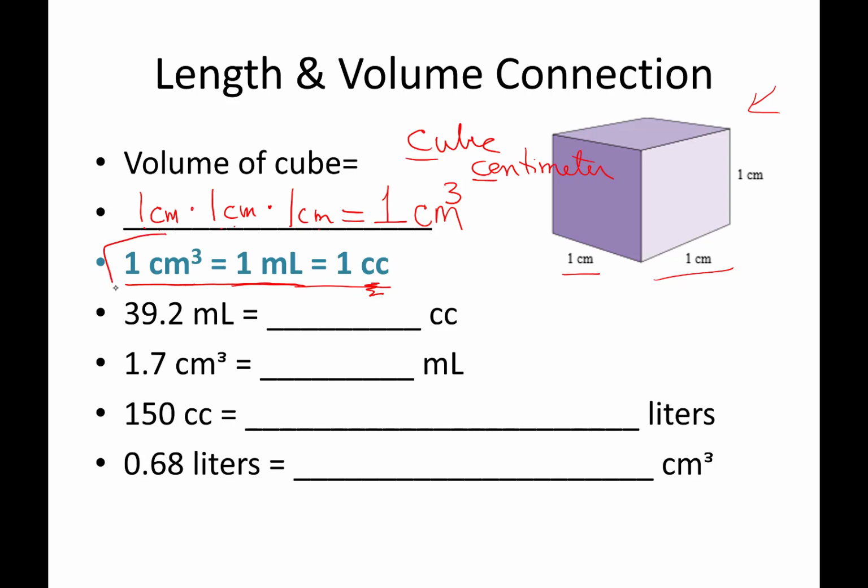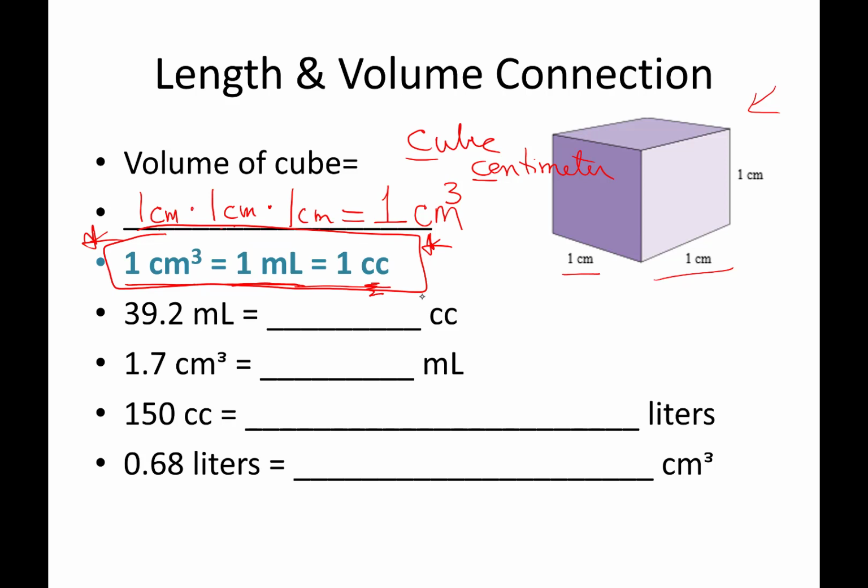I want you to put a box around this. I want you to put a star by this. This is one of those really important pieces of information. These are exactly the same. They are 3 different ways of saying identical amounts of matter.